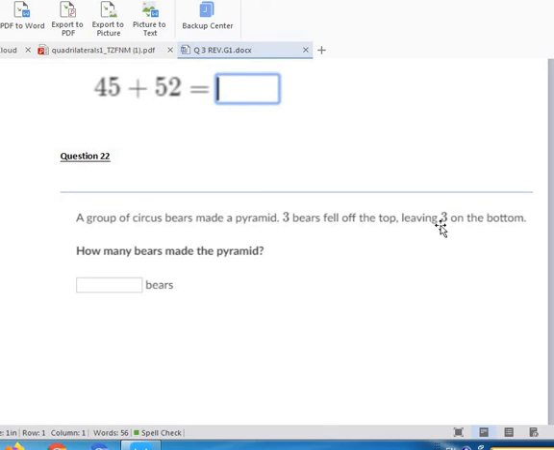The 3 that fell and the 3 that remained. Okay, but here it said leaving 3 on the bottom. I didn't see this. I thought it's leaving 3 on the top, so they would be 6, but now it's tricky somehow. 3 bears fell off the top, leaving 3 on the bottom. So they are just 3, because the 3 bears that fell from the top remained on the bottom. They are the same 3. So the number of bears here is 3.